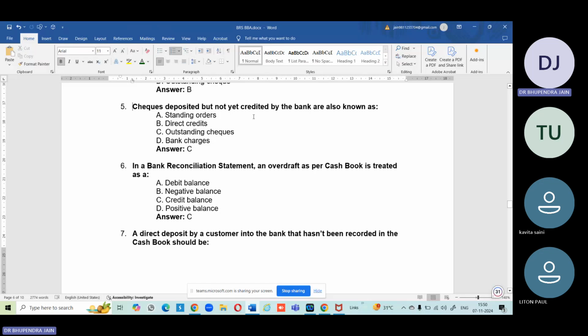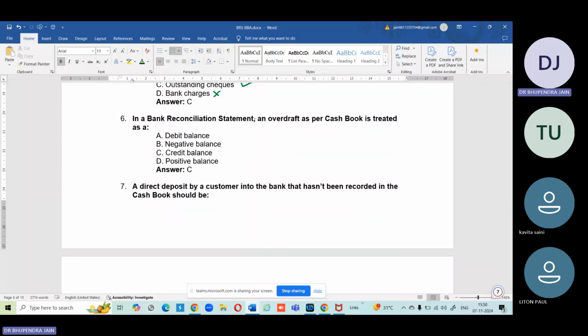We have deposited the check but not yet credited. But is this? It is also known as standing order, no; direct credit, no; outstanding check, yes; bank charges, no. In a bank reconciliation statement, an overdraft as per cash book is treated as? If the overdraft balance is given, that means the balance is the credit balance. So the correct answer is the credit balance.